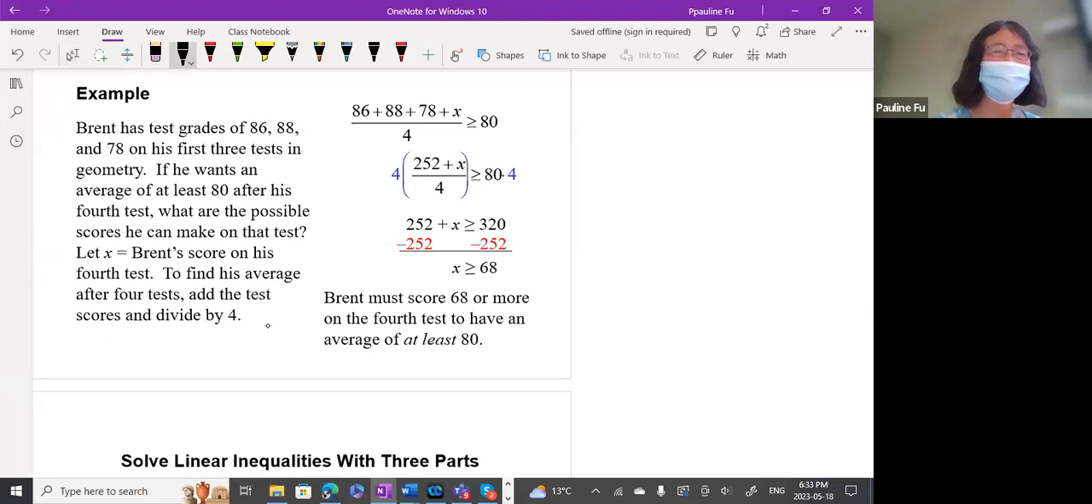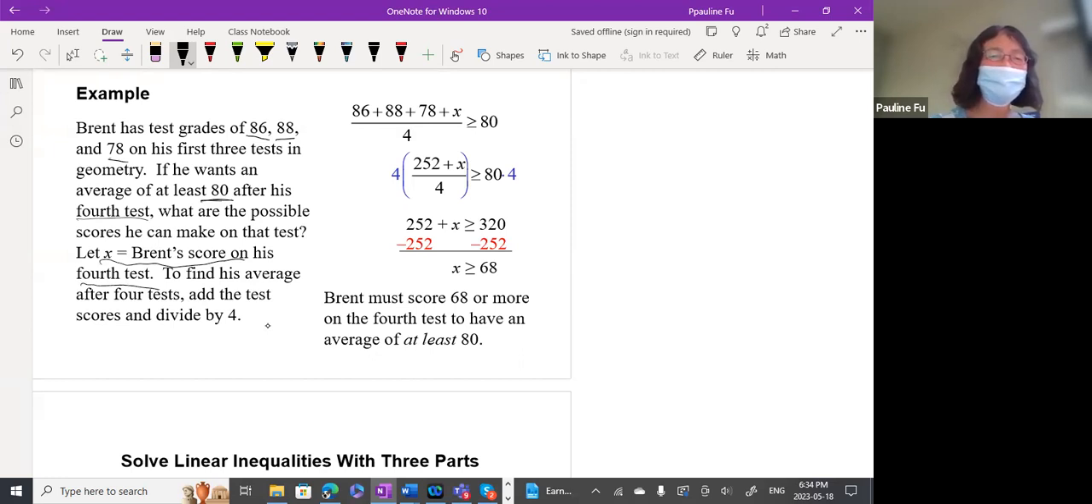So Brad has test grades of 86, 88, 78 on his first three tests in geometry. If he wants an average of at least 80 after his fourth test, what are the possible scores he can make on that test? Assume each test is weighted equally, okay? So let X represent the test score on the fourth test.